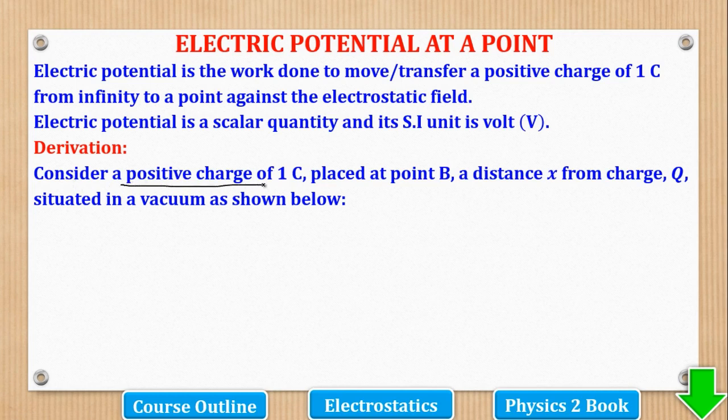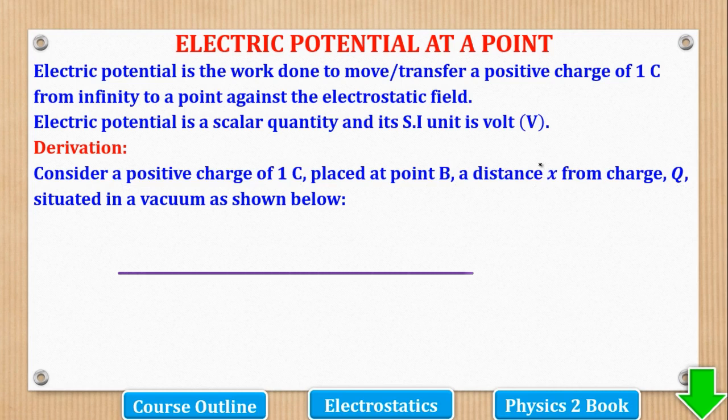So we shall consider a positive charge of 1 coulomb placed at point B at distance x from charge Q situated in a vacuum as shown below. Now this derivation we are writing is also examinable, so you should realize that every symbol or letter we are going to use must be defined. So when one reads the statement, he will know that x means distance from charge Q and Q means charge. So endeavor to describe the symbols or letters you are using.